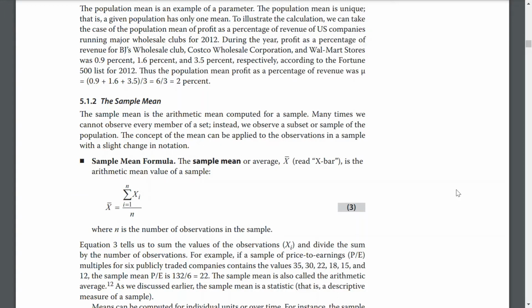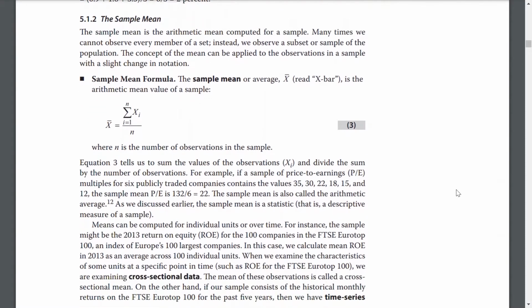Now, what is the sample mean? The sample mean is an arithmetic mean computed from a sample. Many times we cannot observe every member of a set. Instead, we observe a subset, or a sample, of the population. The concept of the mean can be applied to the observations in a sample with a slight change in notation. Sample mean formula. The sample mean, or average, X bar, is the arithmetic mean value of a sample. So it's this formula, where n is the number of observations in the sample.